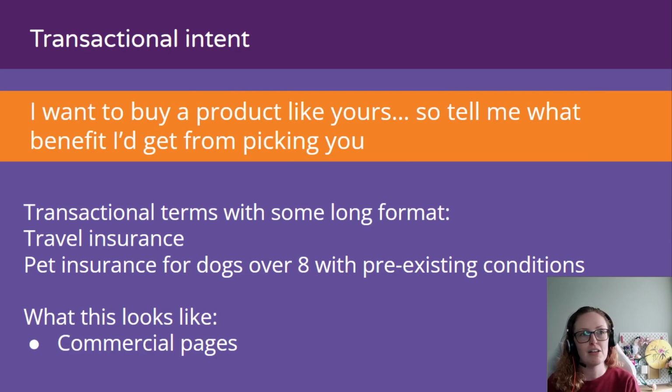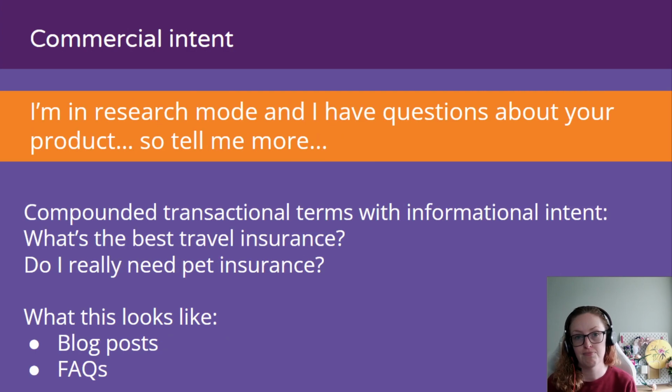It doesn't necessarily mean that one will convert better than the other, although typically a long tail will, because someone is further down in their decision making. They might have already gone through a search for something as generic as pet insurance, realised that they're not finding what they're looking for, so had to go back and make a longer query that's more specific to their needs. So this sort of information looks like commercial pages.